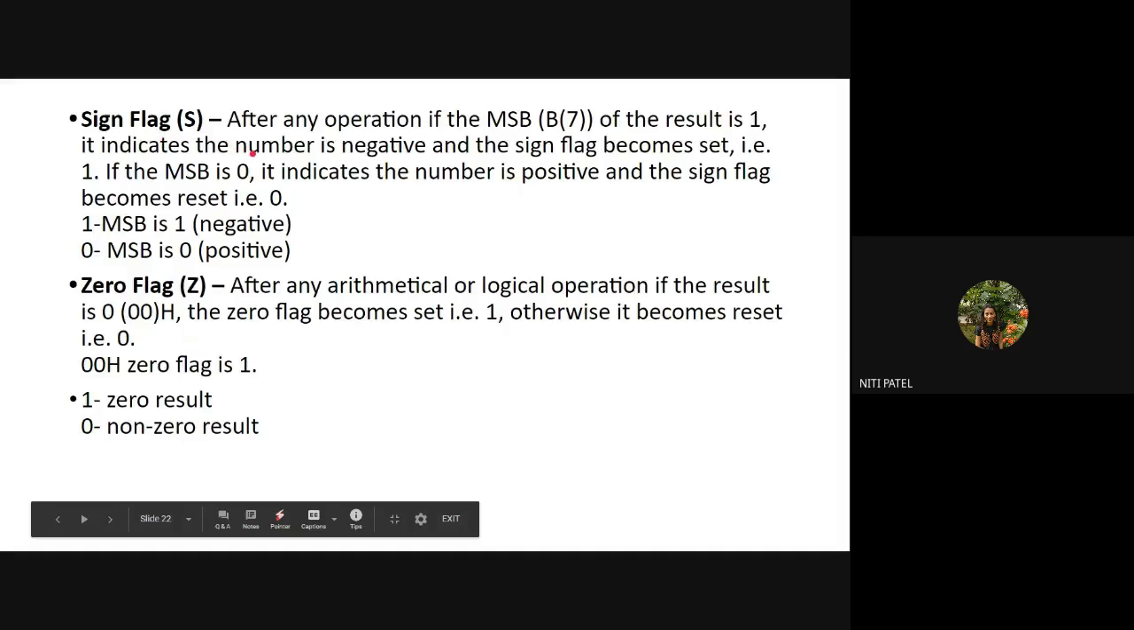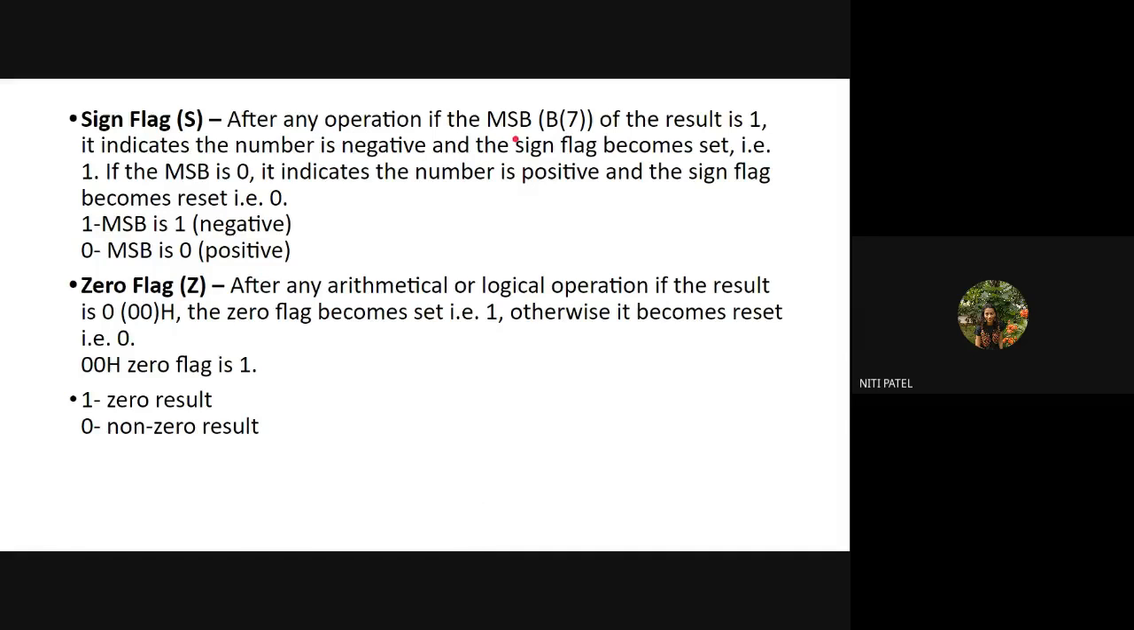What is sign? After any operation, if the MSB, that is bit 7 of a result, is 1, it indicates that the number is negative, and the sign flag becomes set, that is 1. So if the number is negative it will be 1, if positive it will be 0. So 1 is set if the number is negative, 0 is set if the number is positive. Okay, that is the sign flag.